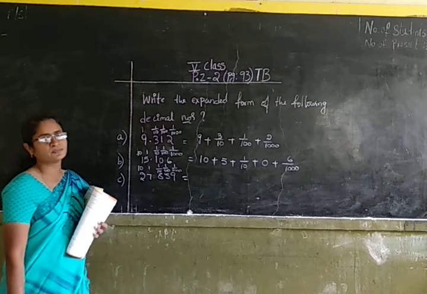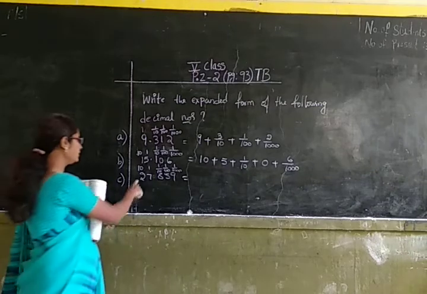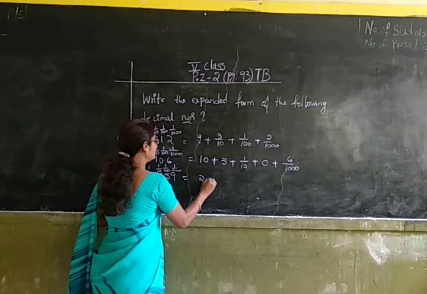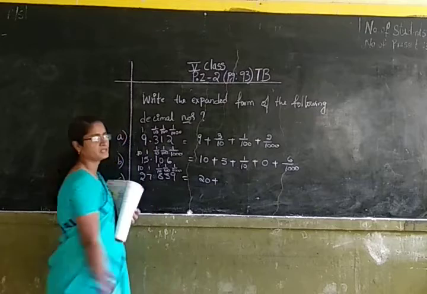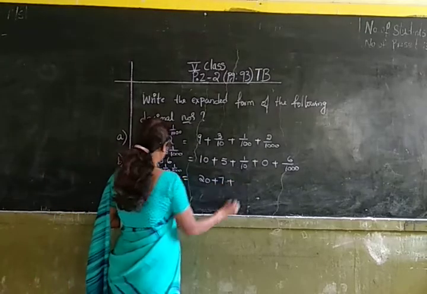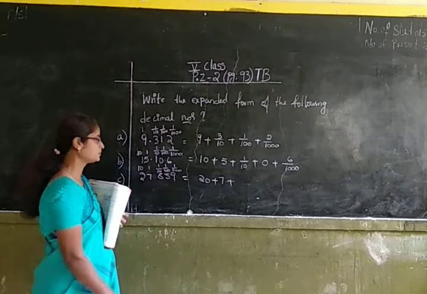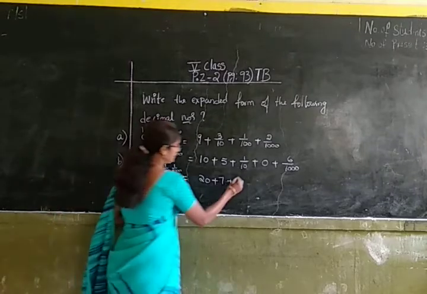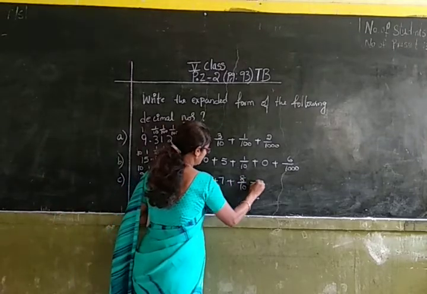2 is in tens place, so its place value is 2 into 10, 20. 7 is in ones place, so its place value is 7 into 1, which is 7. 8 is in tens place, its place value is 8 into 1 by 10, which is 8 by 10.